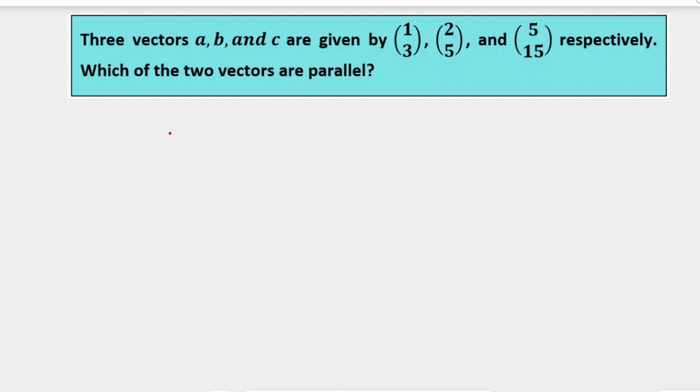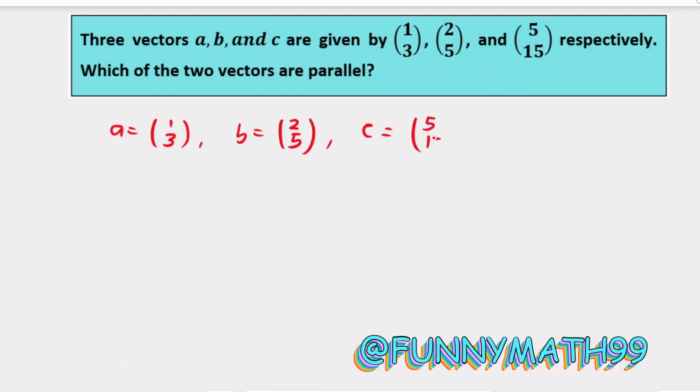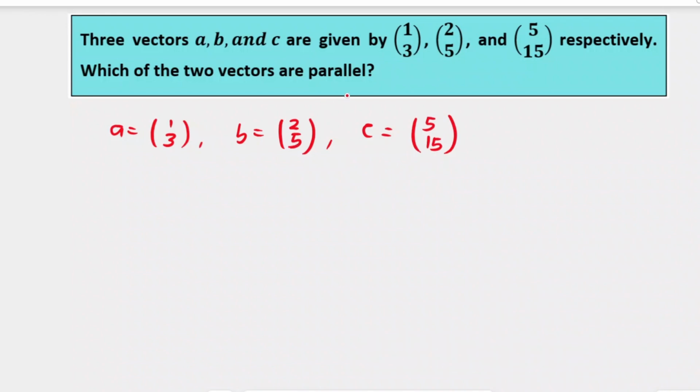So let's get this interesting question. 3 vectors a, b, and c are given by 1, 3, 2, 5, and 5, 15 respectively. That means the vector a has components 1, 3, the vector b has components 2, 5, and that of the vector c has components 5, 15. So these are the vectors, and they are asking us which of the two vectors are parallel.